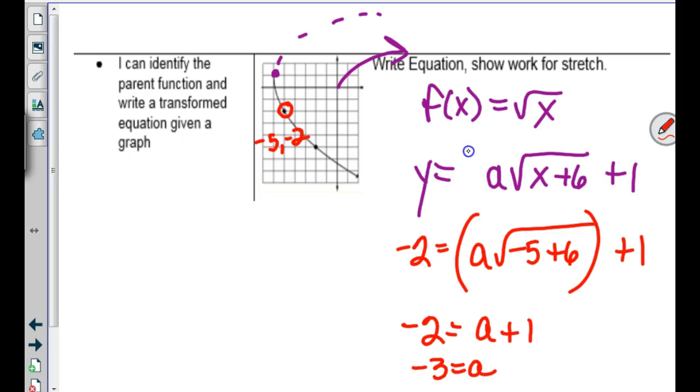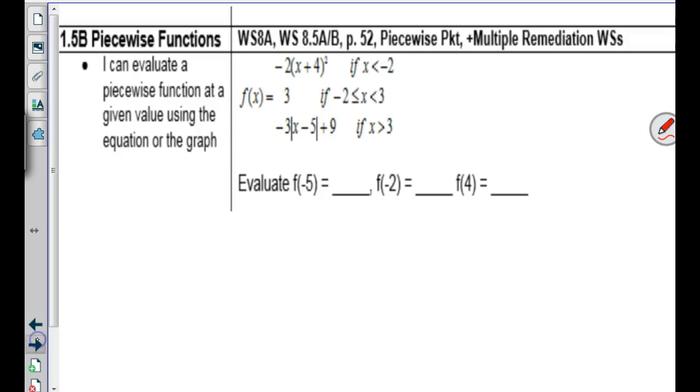Okay. So the final answer is -3x plus 6 plus 1. You could type it in your calculator to check. Make sure it looked like that and was going through those points. Everybody all right? If you need more practice on that, that's what last night's homework was on, but there's also remediation in the bin.